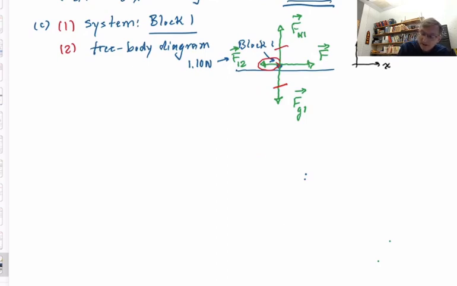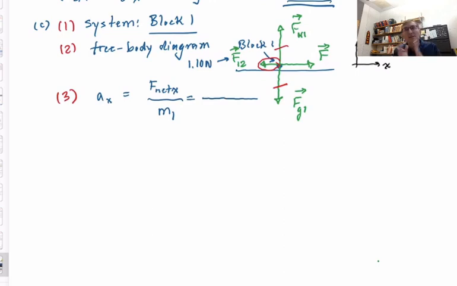And now, step 3, apply Newton's second law in component form. Here, the most important component is x. A sub x equals F net x over M1, right? The system is block 1. Now you go to the free body diagram to figure out what you put in for the F net x. You have to add up all the x force components with appropriate plus and minus signs.